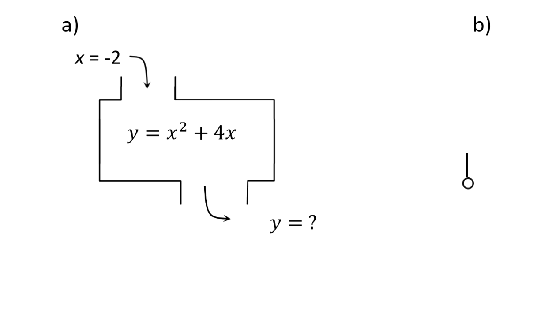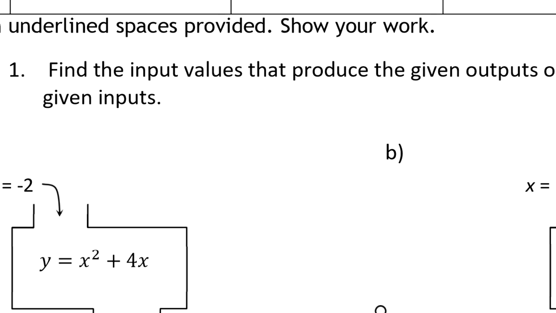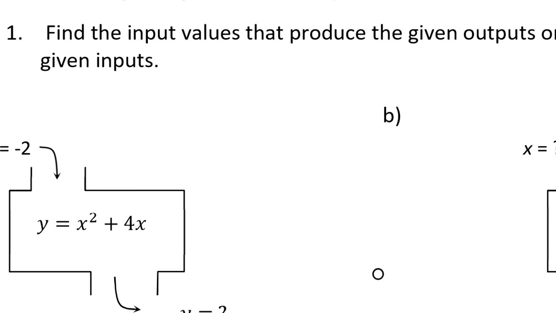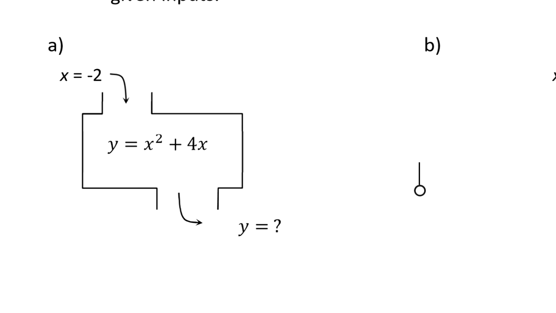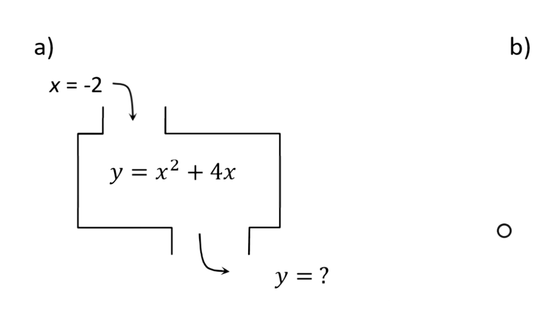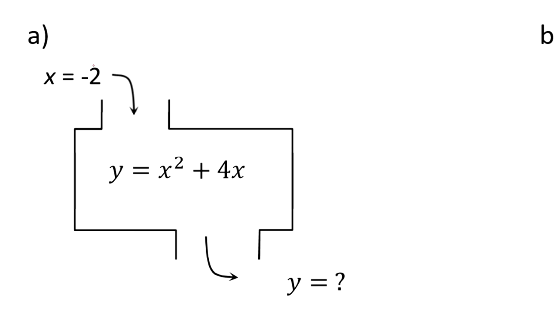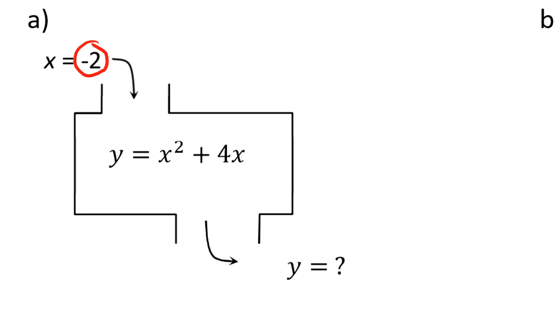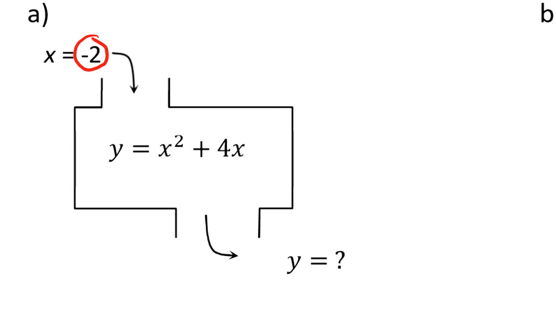The first question says the instructions are: find the input values that produce the given outputs, or find the outputs that produce the given input. So if we look at part A, we're told that x is the value -2, and that's going to flow into this function and produce an output.